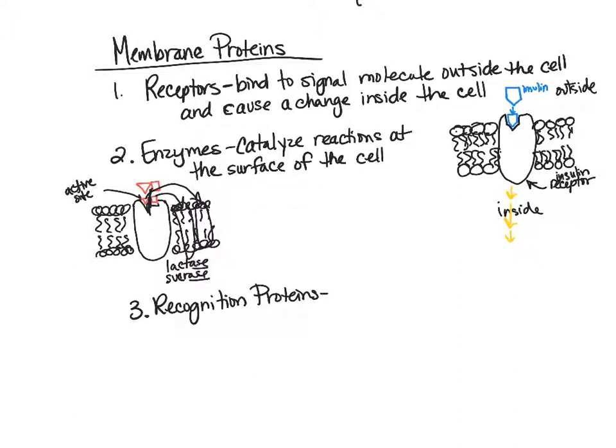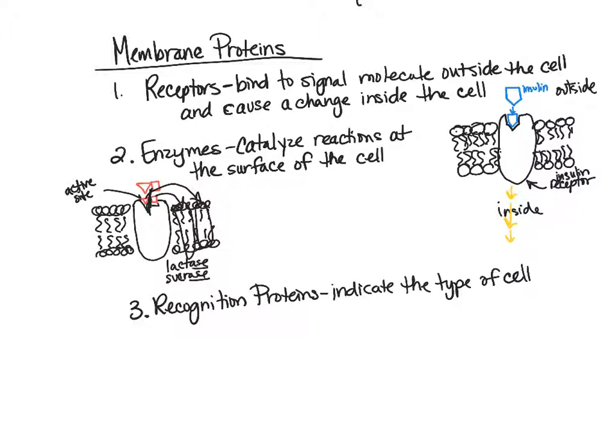So recognition type proteins indicate the type of cell. We've already mentioned that we have our glycocalyx that acts as a fingerprint for the cell. But we have specific proteins on the outside of our cells. These specific proteins are made by the body very early on, and these proteins are what are going to indicate to the immune system and to every other cell in the body that this is self.